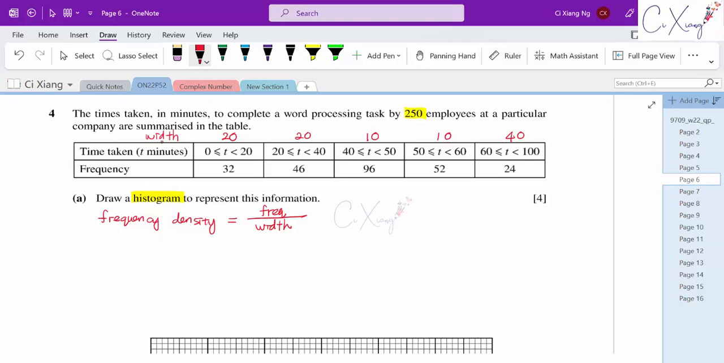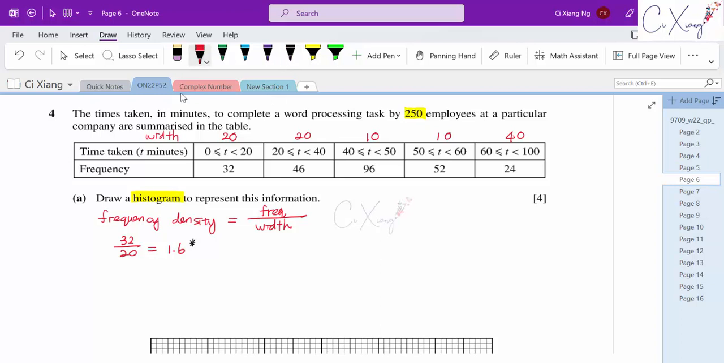So for the first class, I'm having frequency 32, then the width is 20, right? So to get the frequency density, I'm having 32 divided by the width, which is 20, and I get the frequency density 1.6. Please take note that we need to draw the 1.6 as the height of the first class when you want to draw the histogram.